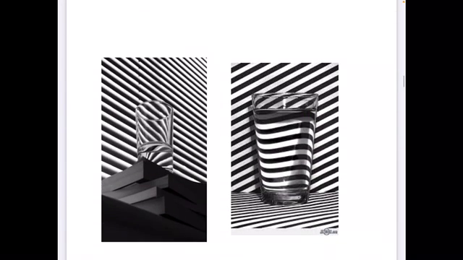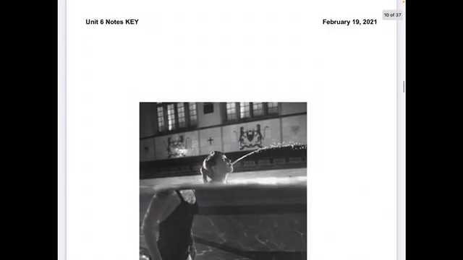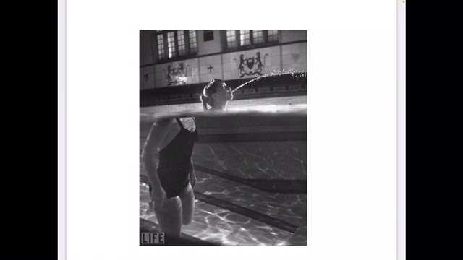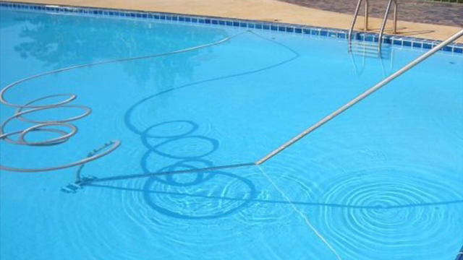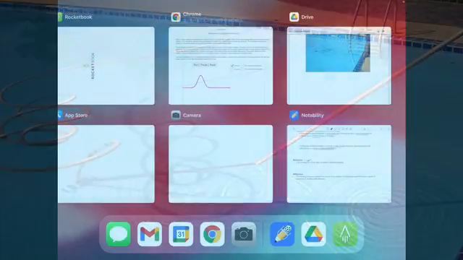Here's another example. I've got a glass of water in front of a striped background and the striped background looks distorted. Here's a kind of cool picture from Life magazine showing the effects of refraction. This girl's head looks to be detached from her body. Of course, it's not detached. It appears that way because the light bends when it goes through the water. And here's an angle that really shows it nicely. The light actually bends, and it makes it look like the pole in this case is bending.